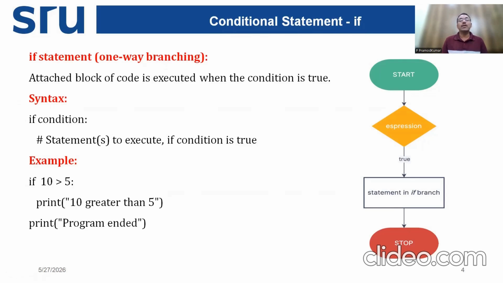For example, I will take one more. If 10 greater than 50 is the statement, then of course 10 is not greater than 50. In that case, the true block cannot be executed. As there is no false block, directly the control goes to the last statement, where it prints program ended. In case of 10 greater than 50, the result is just program ended. This is all about the if statement. Why I said it is one way means we have only one possibility, that is the true possibility. We are not looking into the false possibility. We are not considering the false possibility, right?